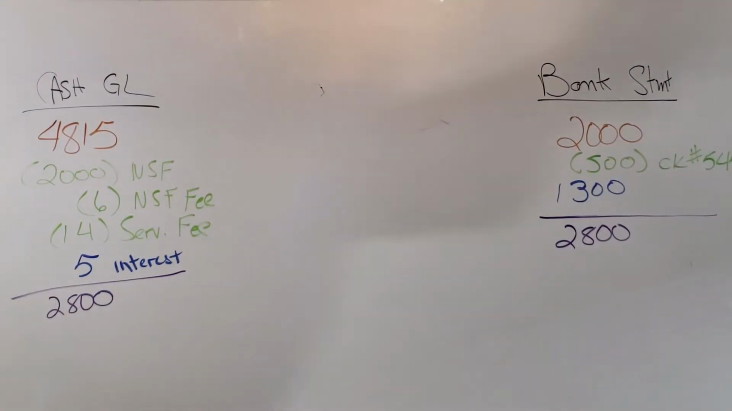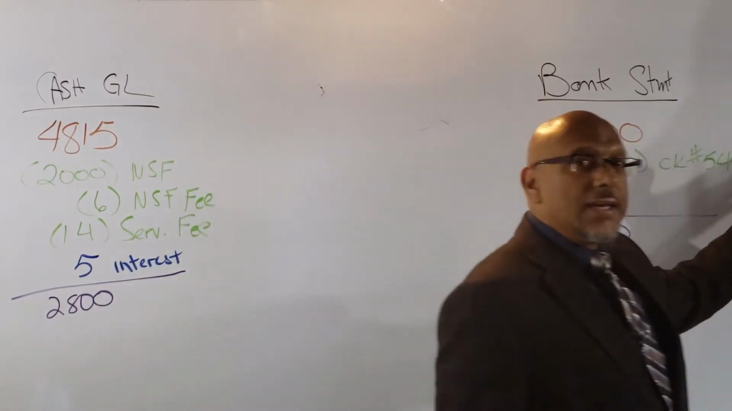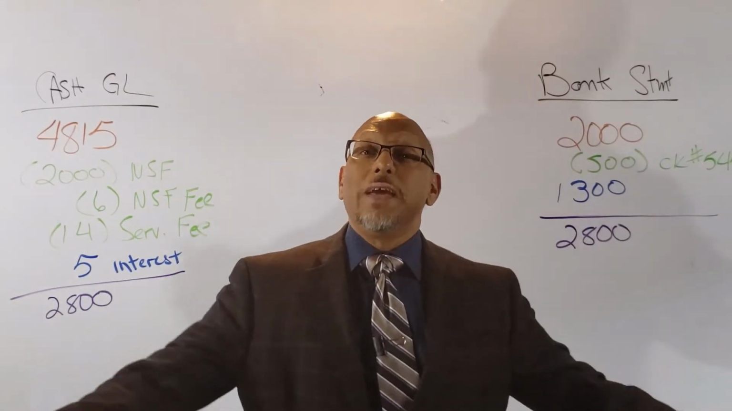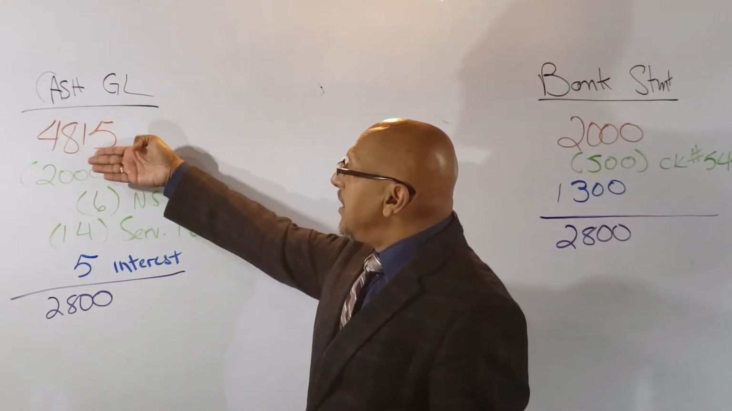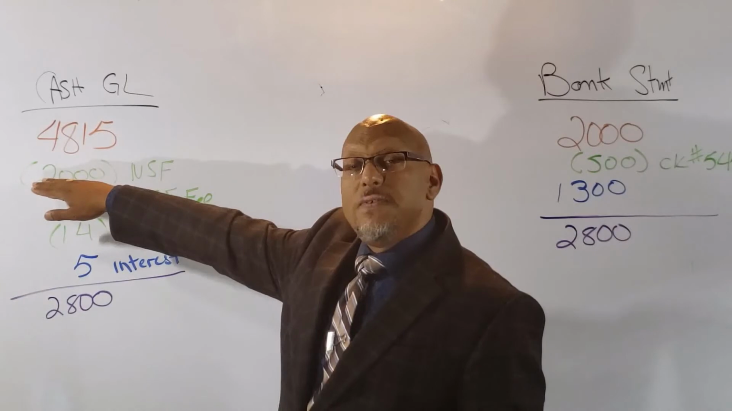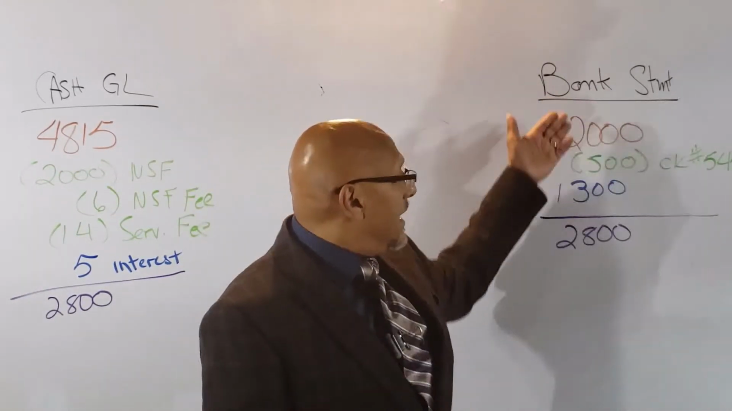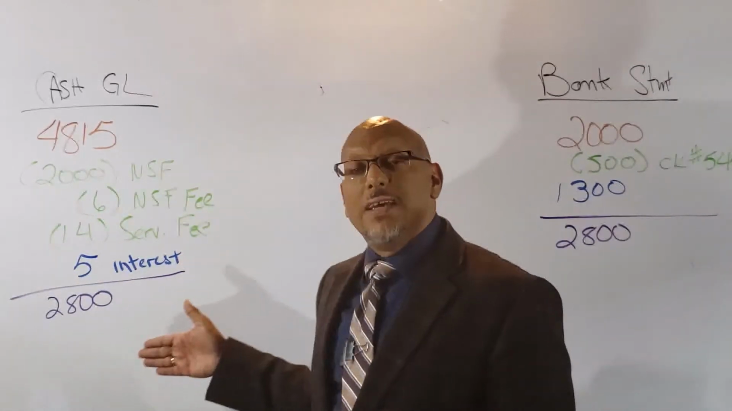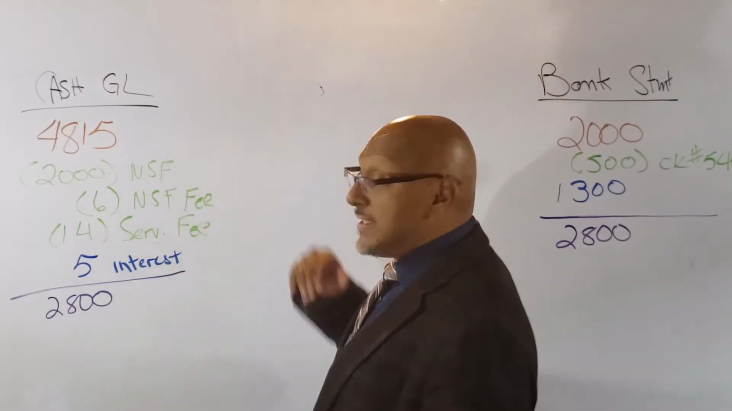Now, what we need to do is we don't do anything on this side because the bank is responsible for the bank statement. So we don't do anything on the statement itself. But what we do need to do is the cash GL still says there's 4,815 should be in the bank. It's not. We balanced it, but we balanced it because we had to add and subtract things that we found on the bank that is not in the GL.